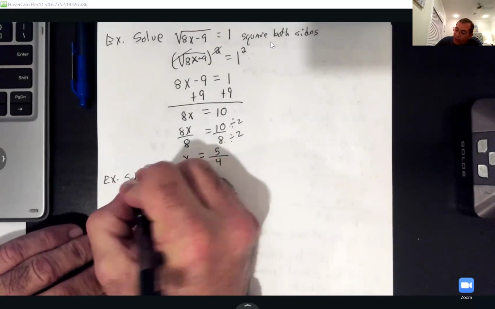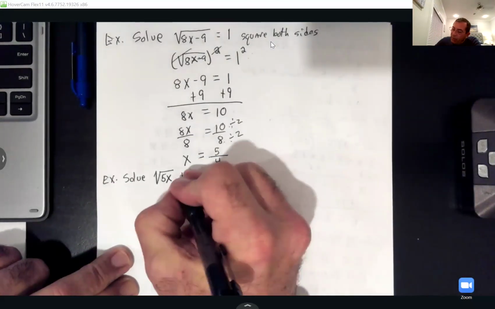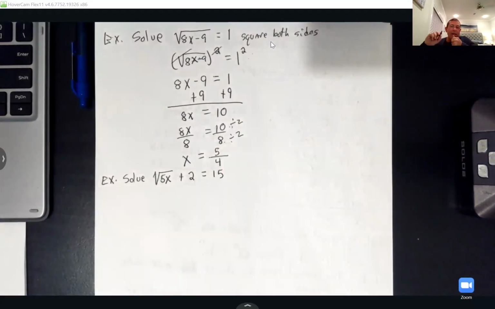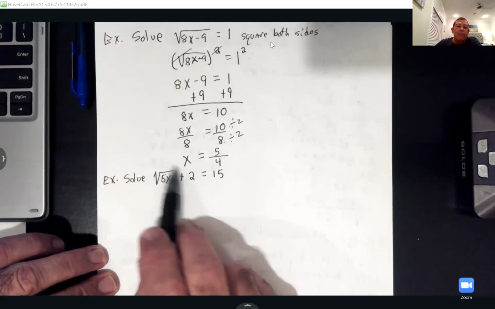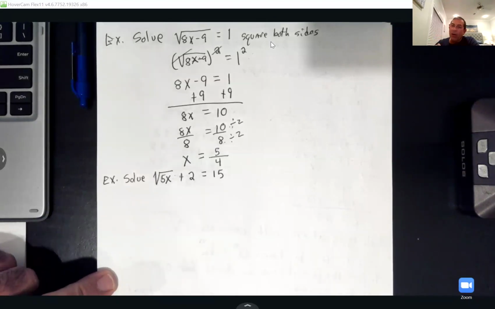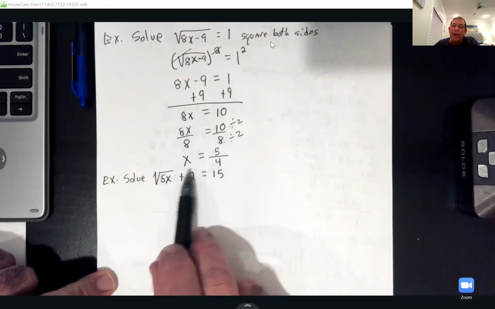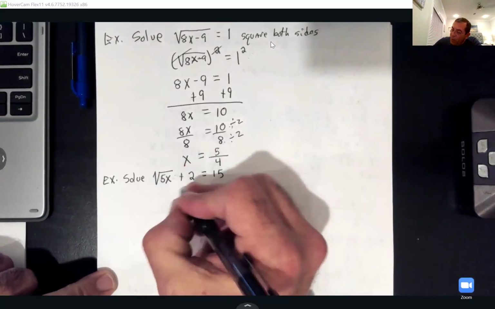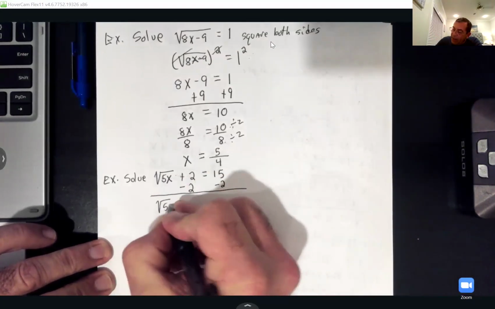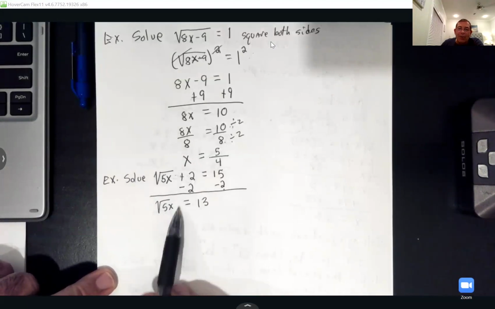So y'all watch this one. We're going to solve the square root of 5x plus 2 is going to equal 15. Now, y'all, if you notice, this radical is not by itself. So we need to do something to get this square root of 5x on this left side all by itself. Now notice, up here I couldn't move the number because it was under the radical. But y'all, this 2 is not under that radical. It's out here by itself. So if I want to get this radical by itself, we're going to subtract 2 from both sides. That's going to give me my square root of 5x. And then 15 minus 2 gives us 13. All right, this radical is now by itself.